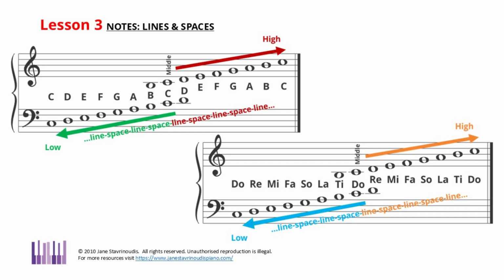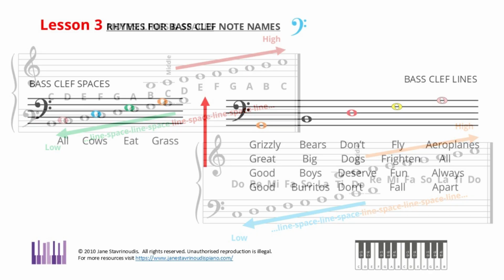Some countries name their notes using solfa or do, re, mi, fa, sol, la, ti, do, and some use the first 7 letter names from the alphabet of A, B, C, D, E, F, G, A. There are other note naming systems and conventions around the world, but for our purposes, we will use letter names as they are the most common.